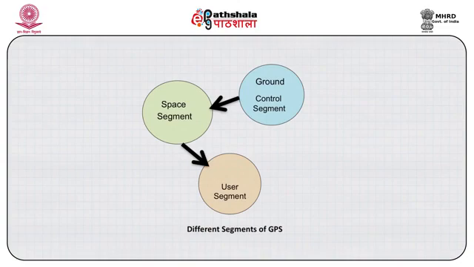The first segment which I am showing you is the space segment, and these 3 segments are interconnected and interrelated to each other. As the arrows show, the space segment is related to the user segment, the space segment is related to the ground control segment, and the ground control system is related to the user segment. So we can say that these 3 systems work together and are interrelated with each other.